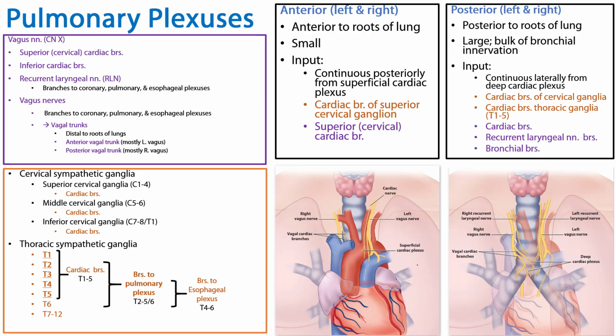So we've discussed the various autonomic plexuses of the thorax with our focus on the pulmonary plexuses and their locations, their particular inputs, as well as the individual sympathetic and parasympathetic responses. This is your summary slide.